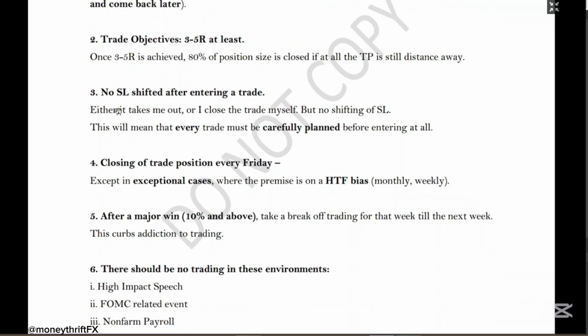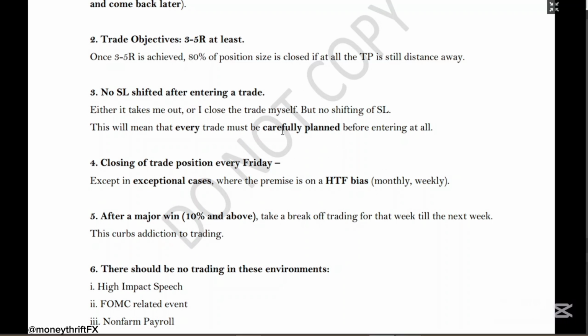No SL shifted after entering a trade. Either it takes me out or I close the trade myself, but no shifting of stop loss. This means every trade must be carefully planned before entering at all. This is important because sometimes you'll say, this stop loss is actually wrong, and then you shift it, and keep shifting it, and that's the actual reason you end up with a big loss at the end. So do not shift your SL.